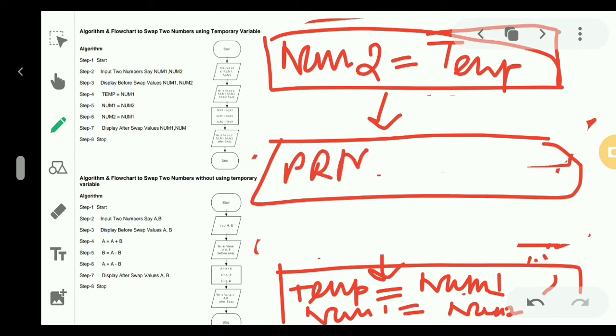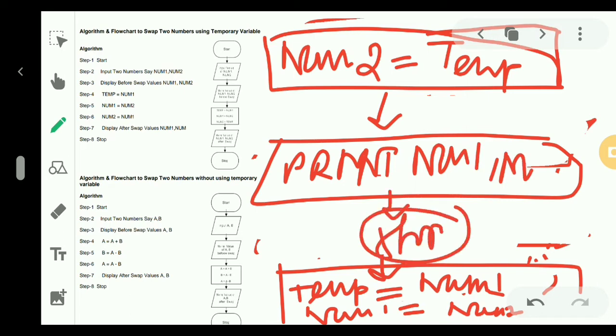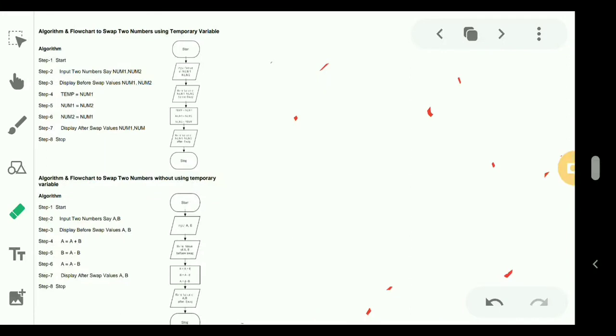So print num1 and num2 and then stop. In this way, we are using the temporary variable, one extra variable. Now the next step is: without using a temporary variable, how can we do that? Let me explain the logic first, how we can resolve it without a temporary variable.